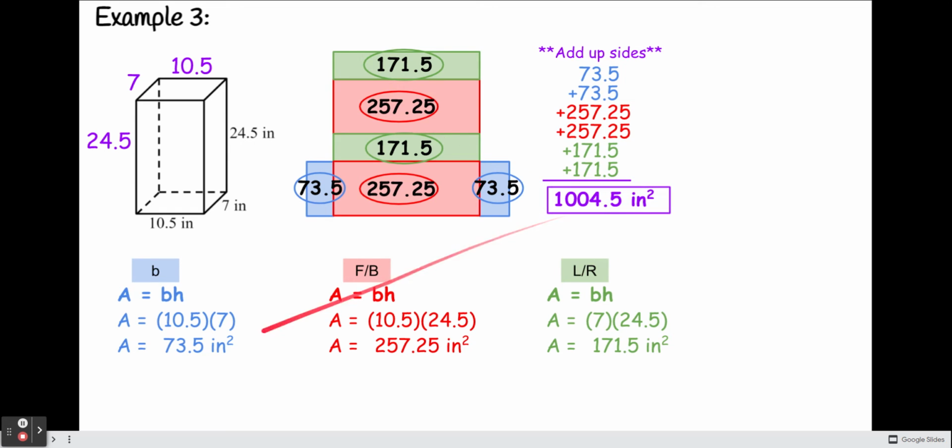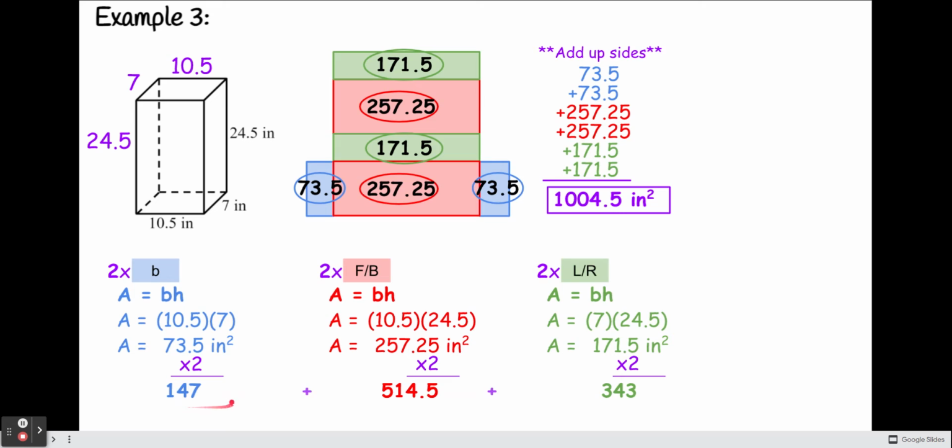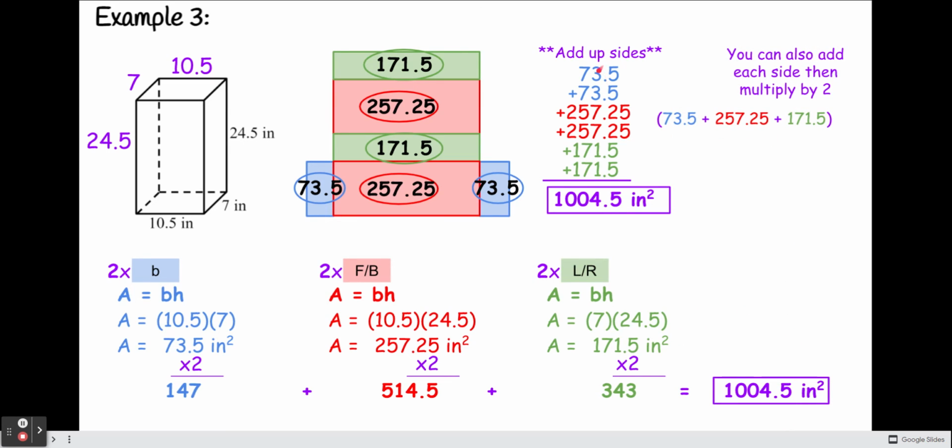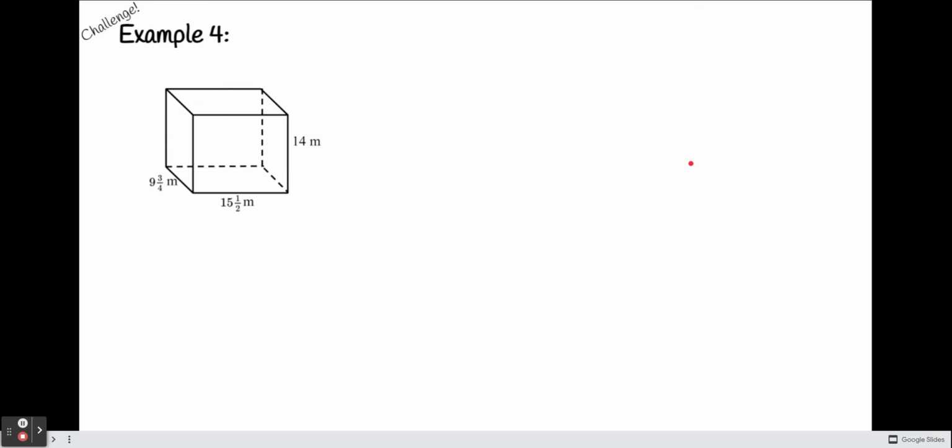1004.5 inches squared. Or if you did it the other way, by, let's say you just multiplied all of that stuff by 2 already, then you'd just be adding these numbers up, 147 plus 514.5 plus 343, and you'll get the same thing. Or you could have done the add each of the sides up, like 73.5, and then multiply the whole thing by 2, and you would have gotten the same answer. They all work. So let's try example 4.